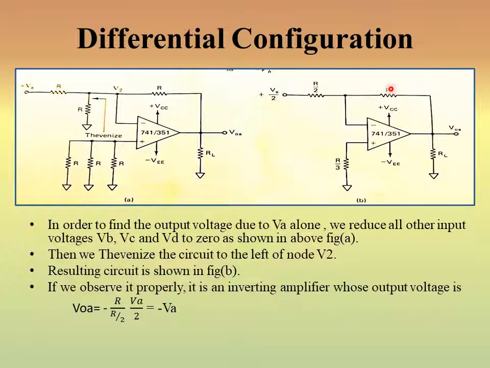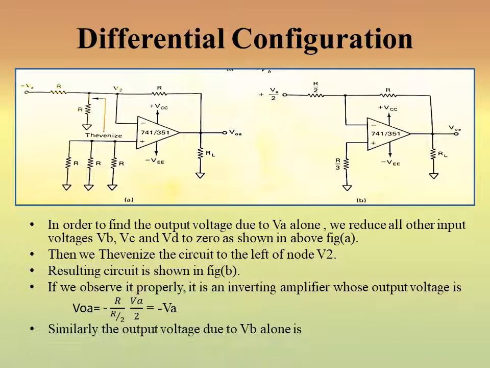So here we can write R upon R by 2. So here VOA is equal to minus R upon R by 2, and the input voltage, according to Thevenin theorem, reduces to VA by 2. So here we have written VA by 2. Now simplifying it we get minus VA. So the output voltage comes out to be minus VA. This is when the output voltage is calculated because of VA alone, and we have reduced all other three voltages to 0.